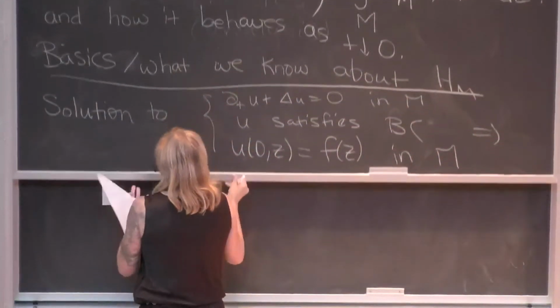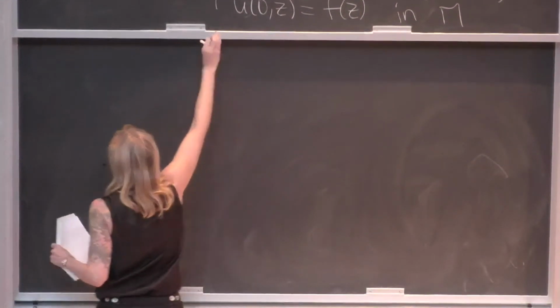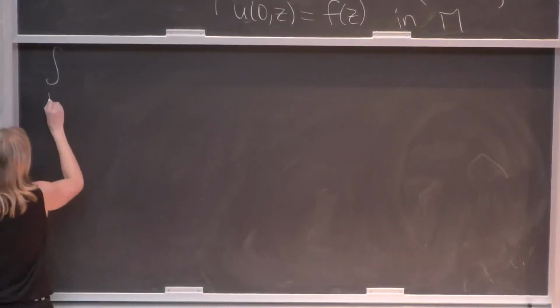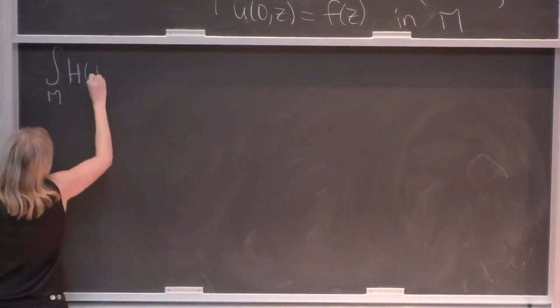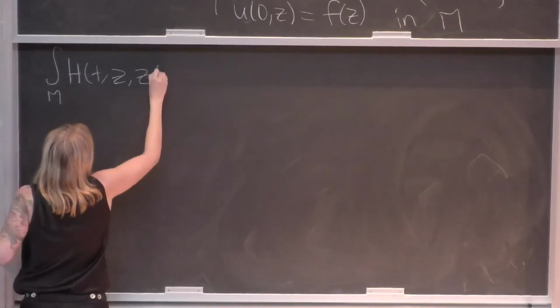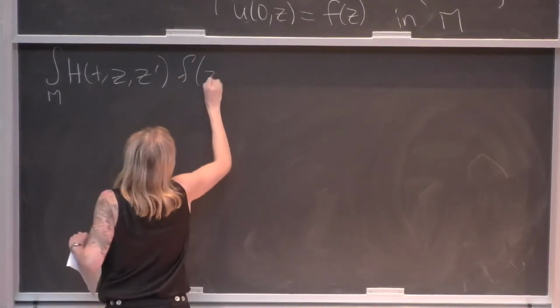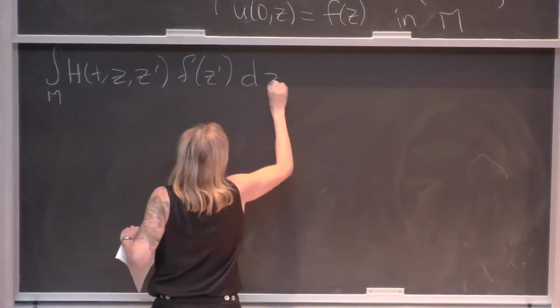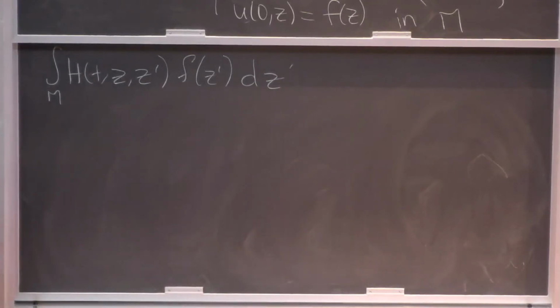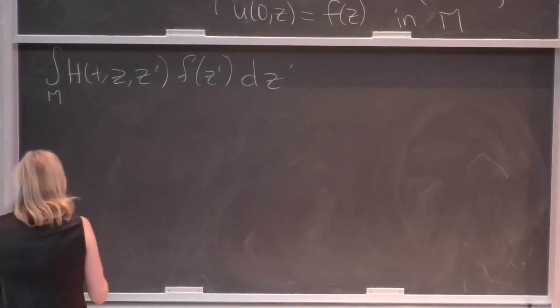To solve this, we integrate our initial data times the heat kernel t, z, z prime, just like in our one-dimensional example.